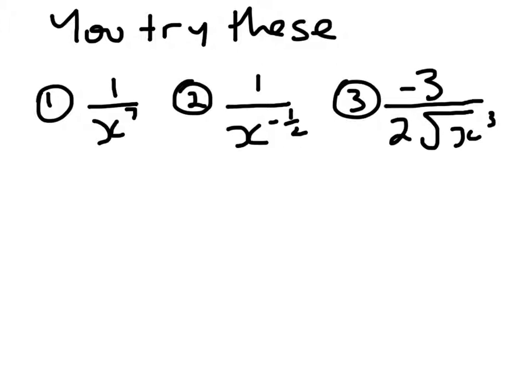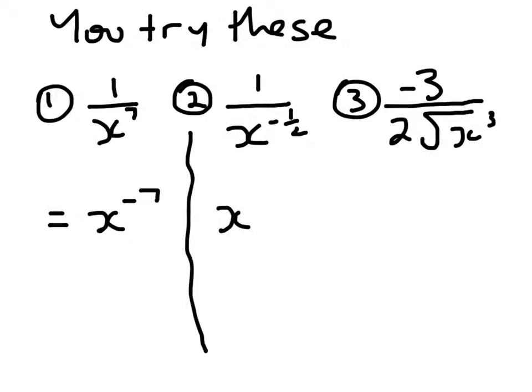Alright, number 1. That's easy. All you've got to do is bring x upstairs and reverse the sign of the index. Okay? Question 2, just as easy. Bring x upstairs and change the sign of the exponent or the index. Okay? Question 3, not quite so easy.